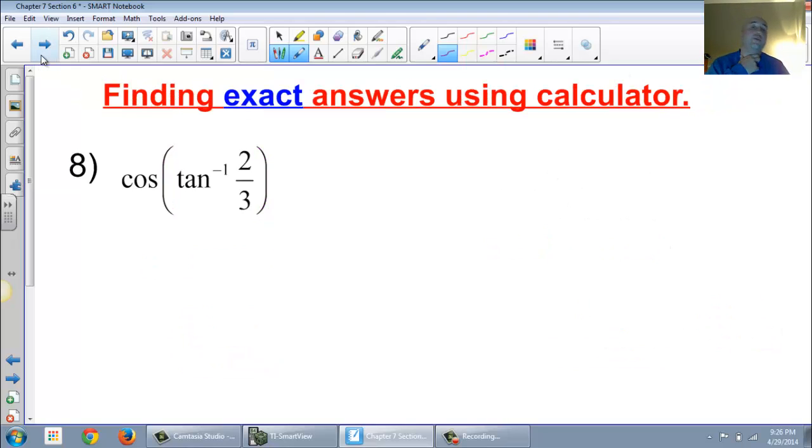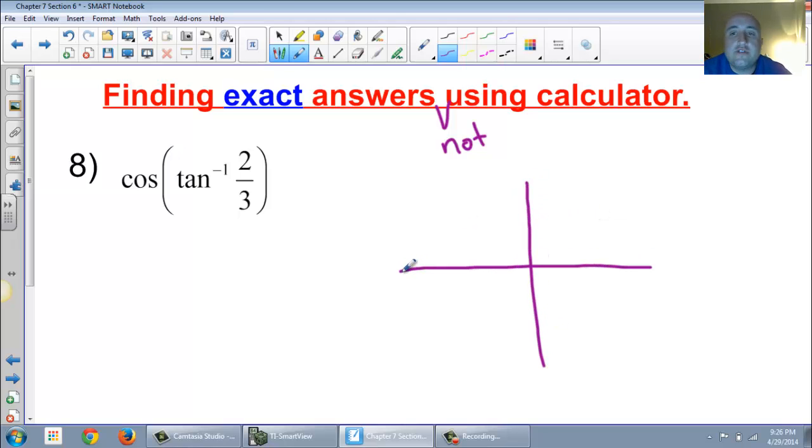Now, we're not always going to find approximate answers. We're going to find exact answers, and I'm going to put a word here: not using calculator. We're going to use our brains and our knowledge to find the exact answers. So let's first look at the parentheses. First, I'm going to draw an XY table because we're going to need to find out where we're located. The inside tells us where we're located.